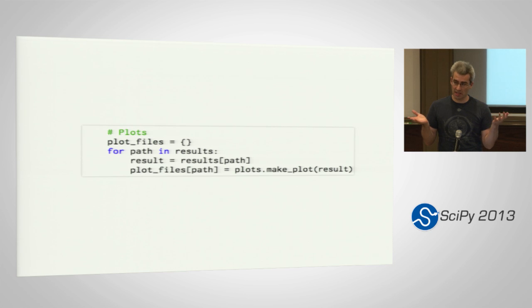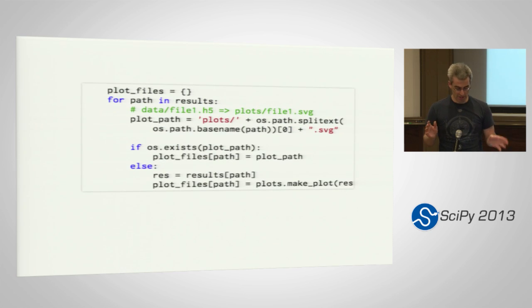Plotting is something that you might want to cache. You don't need to recreate a plot if you're just tweaking your figure generation step. So rather than calling make plot every time, you can add in a little thing here to do this caching. So in this case, I know what the file name is going to be based on the file name of my data file. And so all I do is check to see if that plot file exists, and if it is there, I just don't do that plotting function. If it isn't there, then I call my make plot.